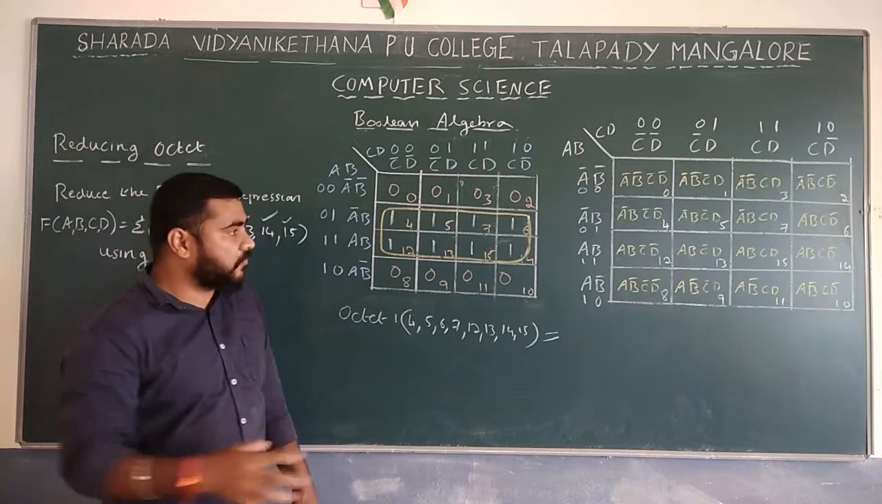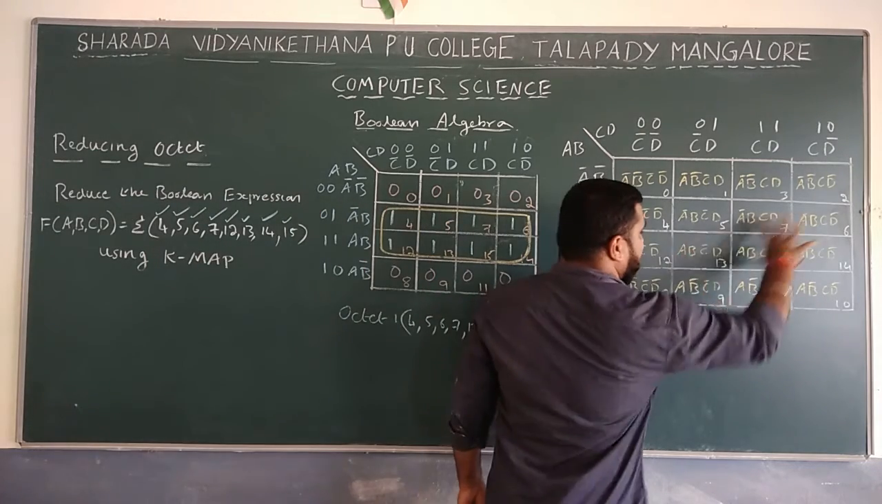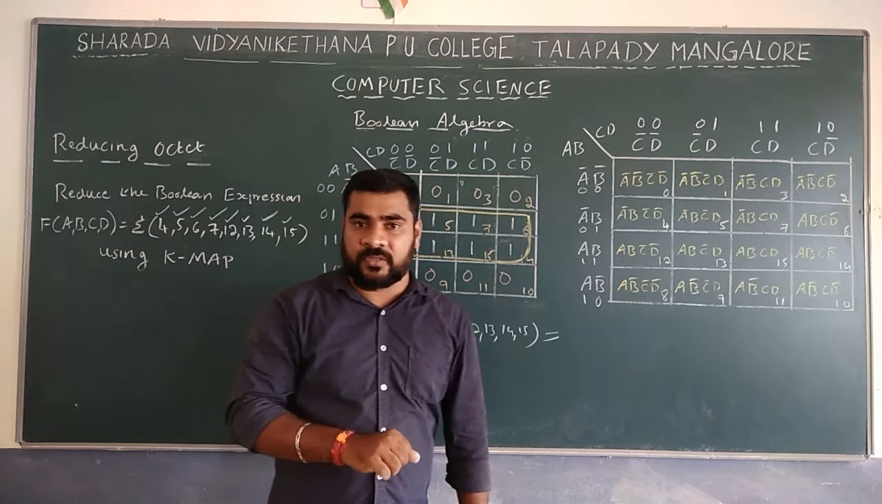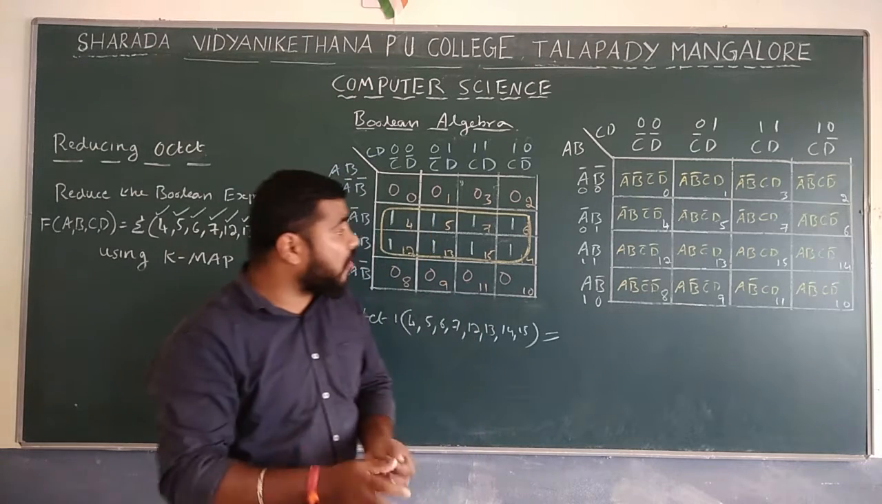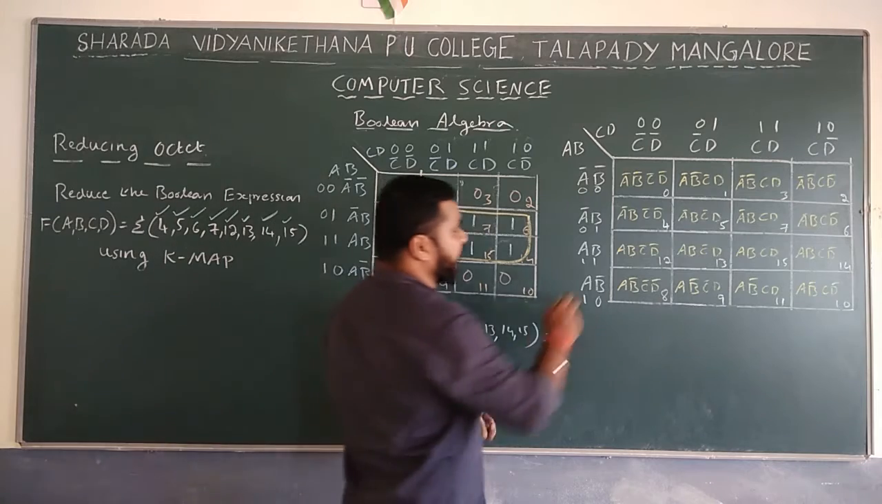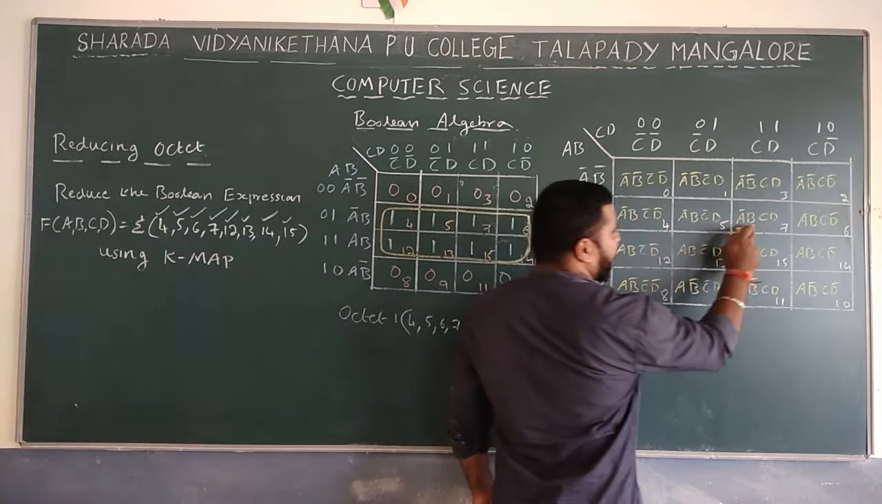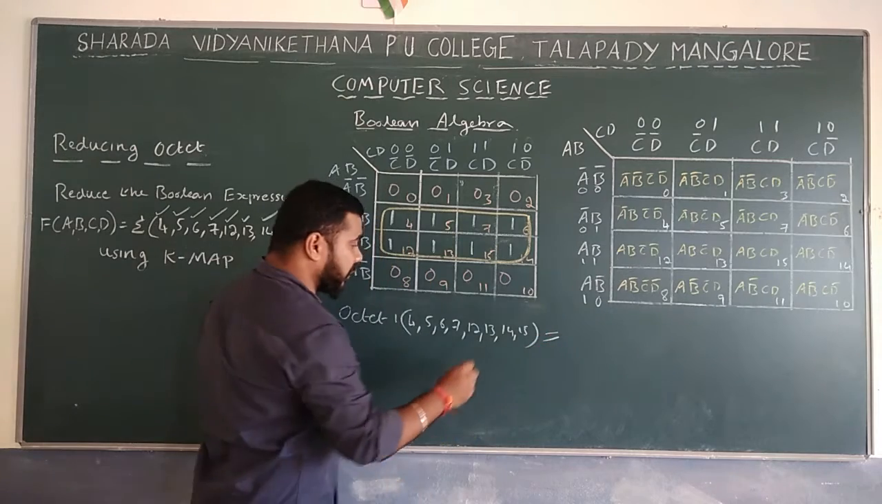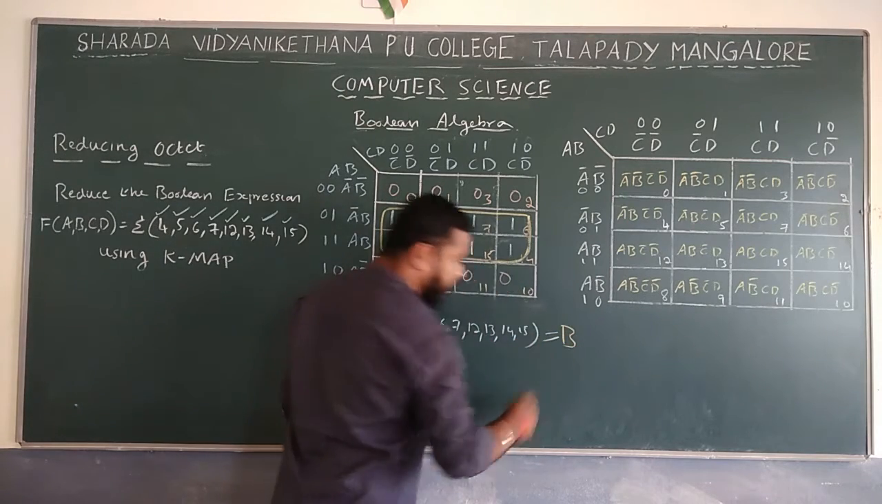A dash is there. If you take these two, see 4, 5, 6, 7, these two are an entire one group. Inside the group, we have to check whether any common terms are there. Here, there is no common term. A dash is there. The next term we will take is B. B, B, B, B, B, B, 8 cells, the B is the common term. So B.